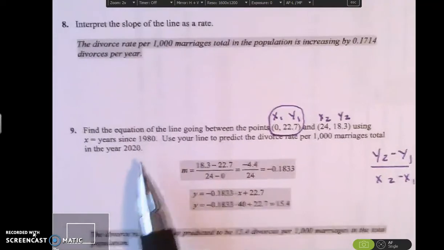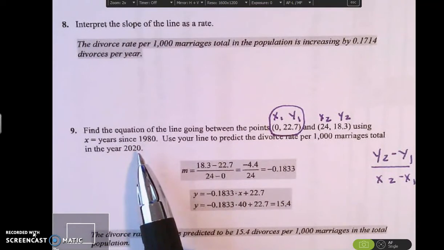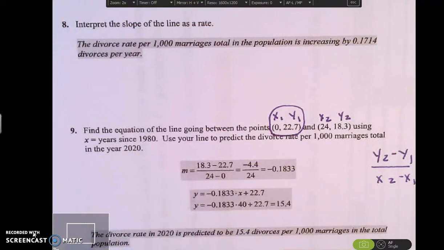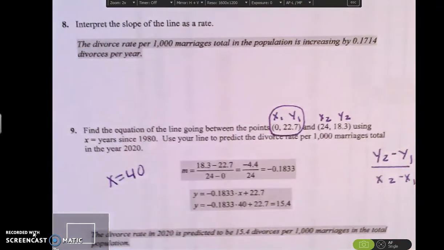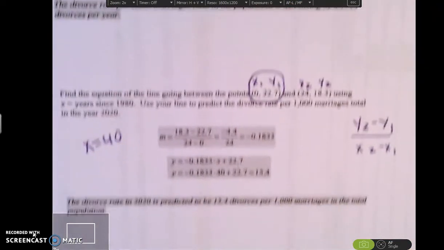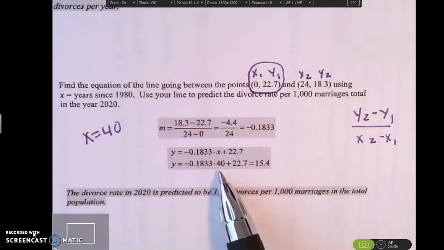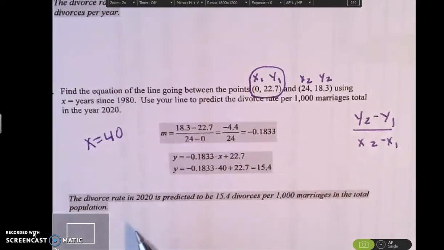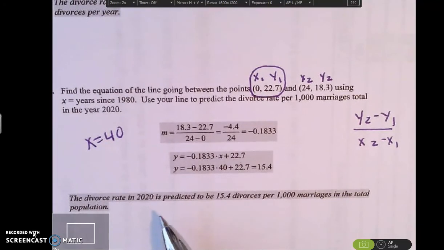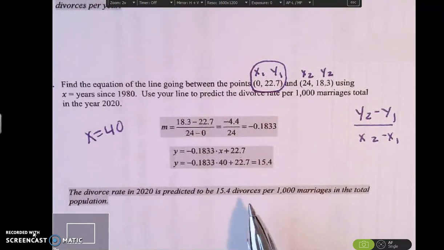So if I want to predict what it would be in 2020, X would be 40 because it's 40 years after 1980. I substitute 40 in for X in this equation, and I end up with 15.4. So that tells me the divorce rate in 2020 is predicted to be about 15.4 divorces per 1,000 marriages in the total population. Hope this helps.